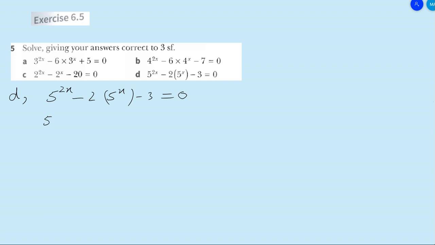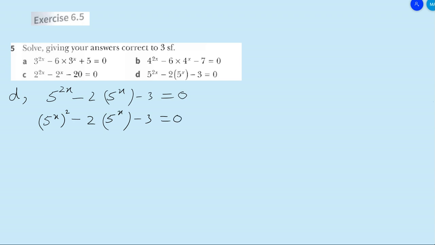This is 5 to 2x. So we have to write 5 and power x and 2. And we know why we did this, because power to the power is always multiplied. So 5 to the power x and x to the power 2 means x into 2 is 2x. So no difference. Minus 2 into 5 to the power x minus 3 is equal to 0.